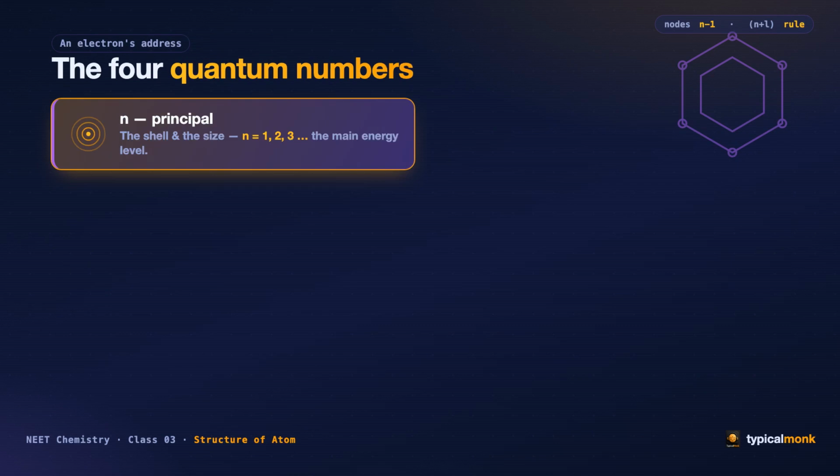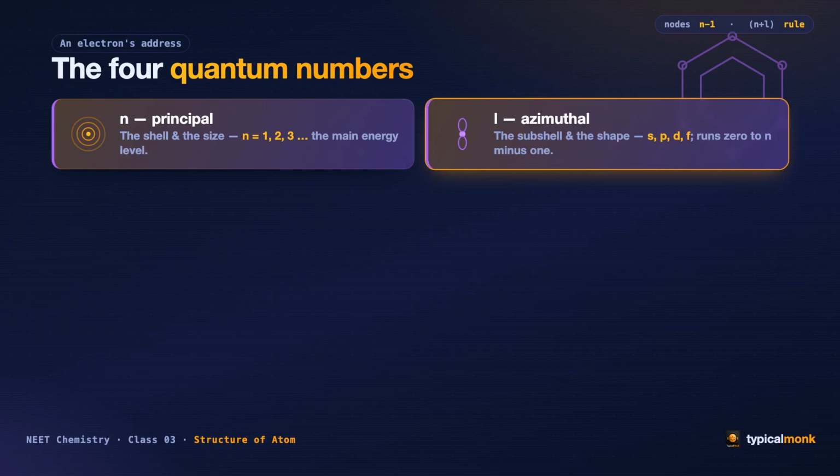Every electron in every atom has a unique address, and that address has 4 parts. The first is n, the principal quantum number. It names the shell, and it sets the size and the main energy level. n can be 1, 2, 3, and so on. Bigger n means a bigger, higher energy orbital farther from the nucleus. Think of it as the floor of the building.